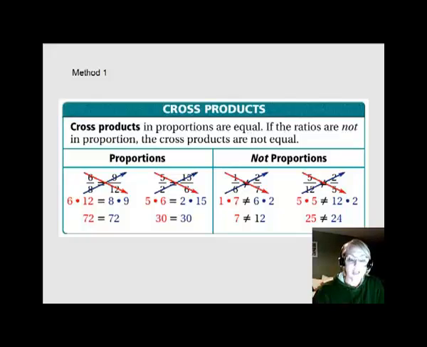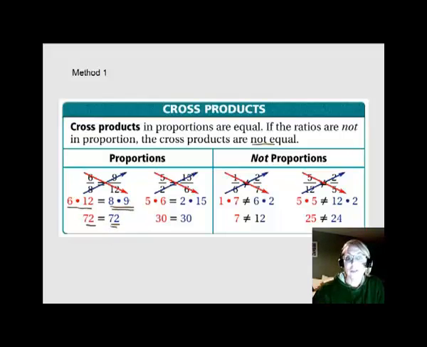If the ratios are not in proportion, the cross products are not equal. So this is a proportion. These two fractions are proportionate, 6/8 and 9/12. Because they are proportions, we know that 6 times 12 is going to be equal to 8 times 9. Of course, 6 times 12 is 72, and 8 times 9 is also 72.